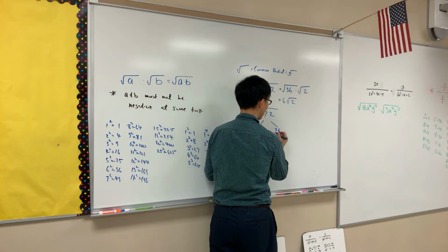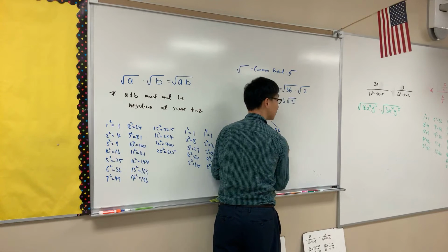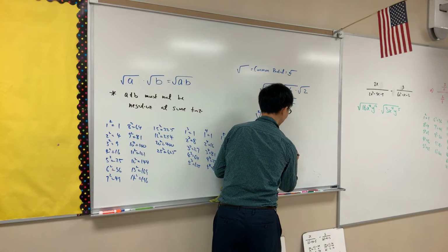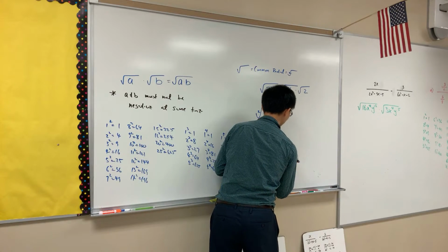Remember this? Prime factorization. 2 and 18. And then 2 and what? 9. And then 3 and 3. Does that make sense? Yeah.